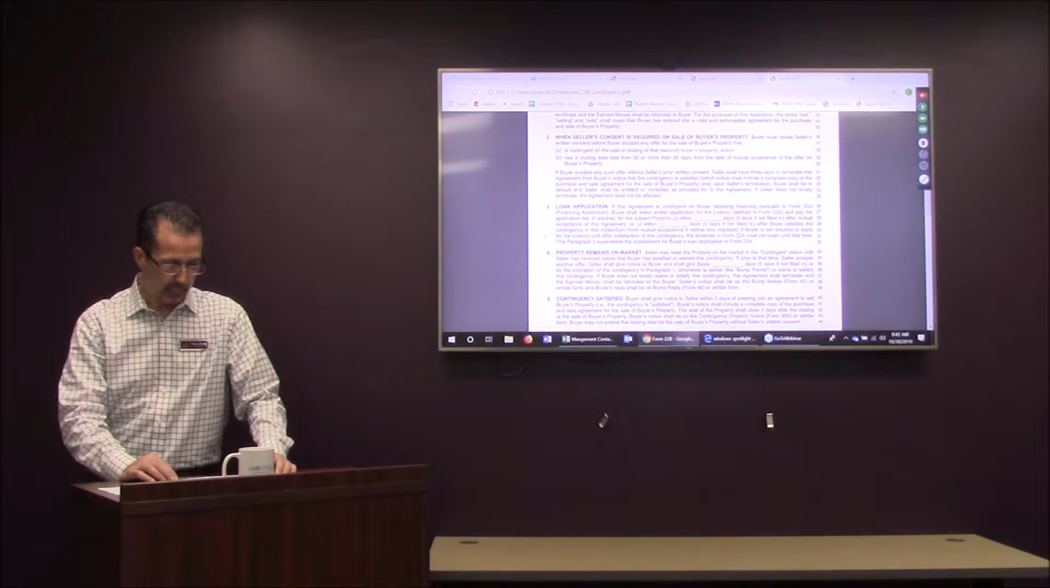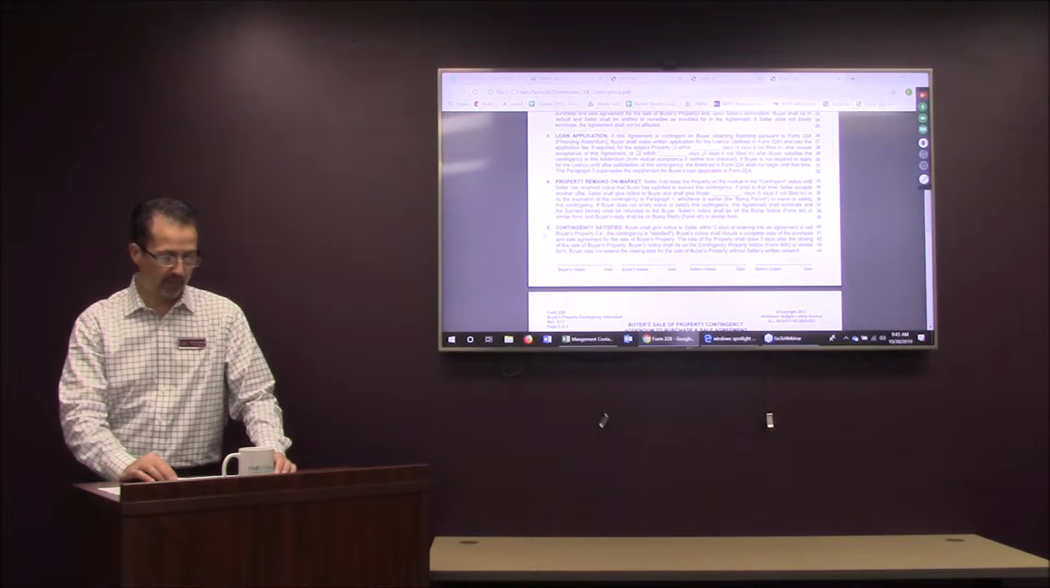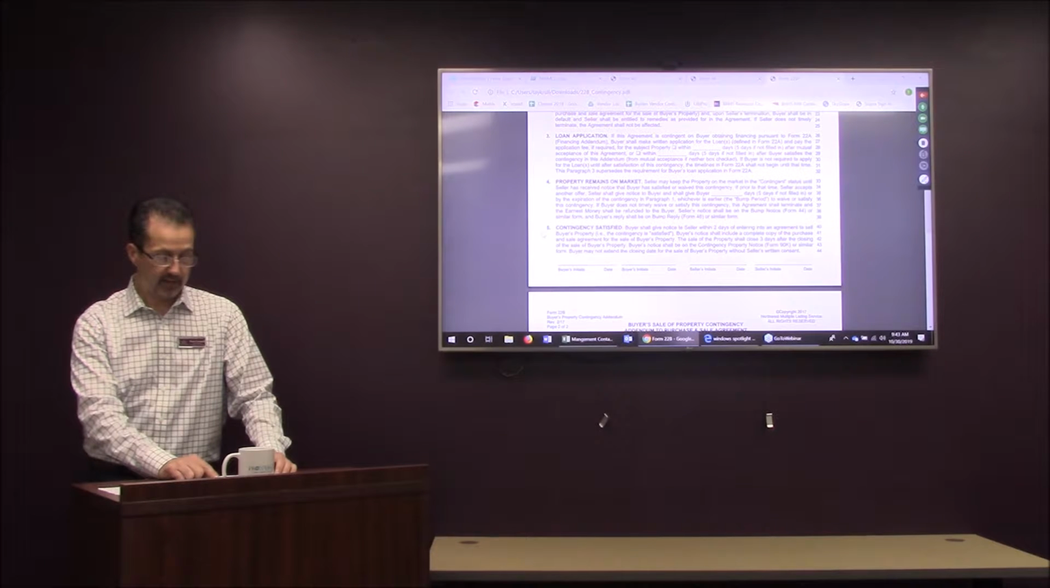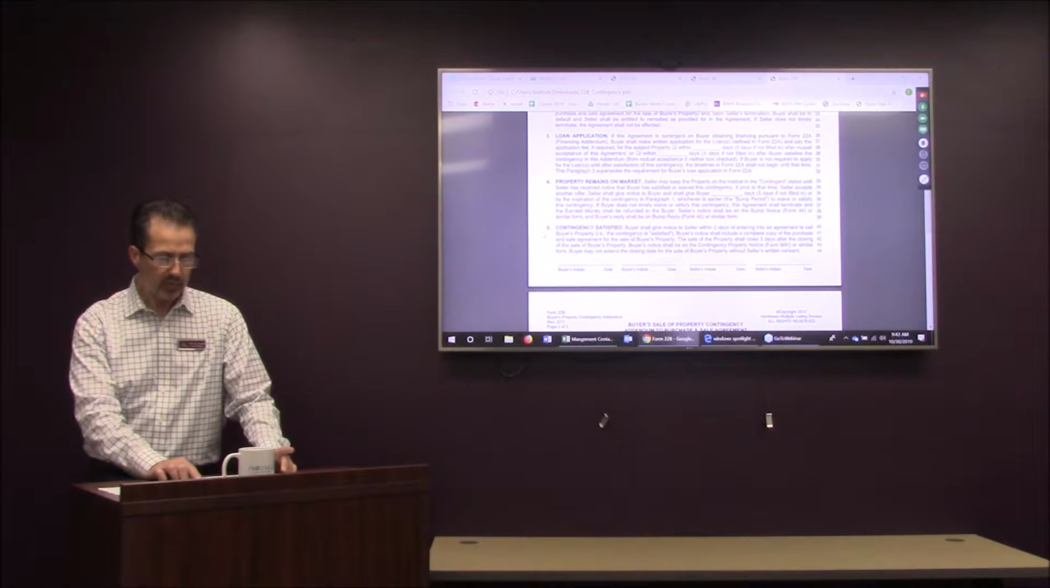Loan application. If this agreement is contingent on buyers obtaining financing pursuant to Form 22A, financing addendum, buyer shall make a written application for the loan and pay the application fee if required for the subject property. I'm going to have you highlight this sentence: within blank days, 5 days if not filled in, that's the default, after mutual acceptance of this agreement. The other option is within 5 days after buyer satisfies the contingency in this addendum, if neither box is checked.